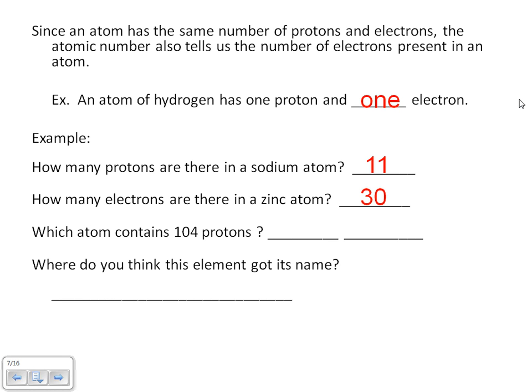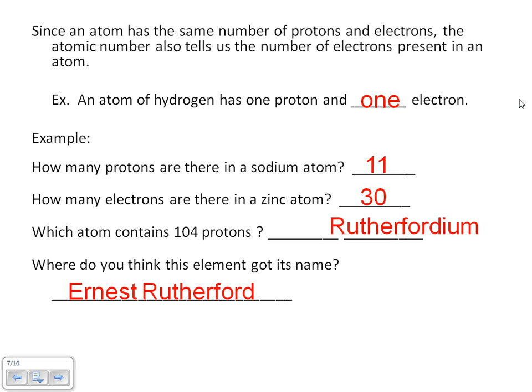Which atom contains 104 protons? Can you find that? Rutherfordium. And where do you think this element got its name? A scientist named Ernest Rutherford. We're going to learn more about him and how he looked at the structure of the atom later on.